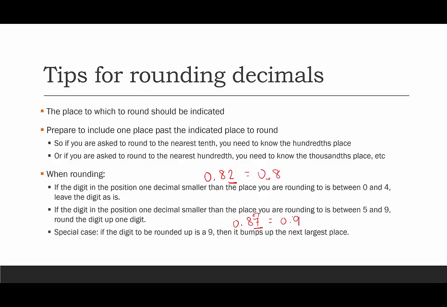And there is a special case. If the digit to be rounded up is a 9, then it bumps the next place too. So if we have 0.96, the 6 tells the 9 to bump up, but you can't bump up the digit 9.